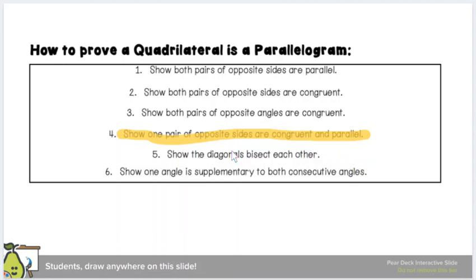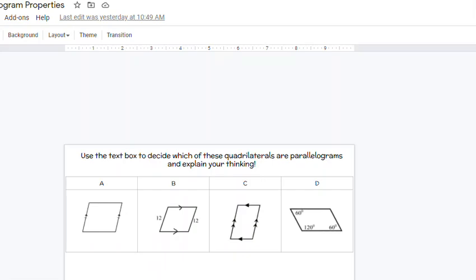Your other way to show it is that if the diagonals are bisecting one another, or if one angle is supplementary to both of the consecutive angles, so those angles that are right next to each other in the parallelogram. So we're going to use the text box to decide which of these quadrilaterals are parallelograms, and you can explain your thinking in the text box, but we want to decide whether or not these will actually work.